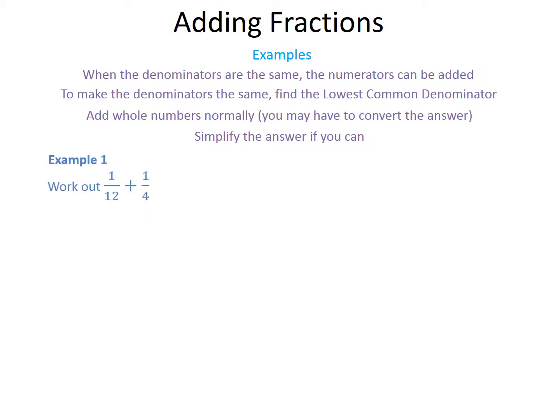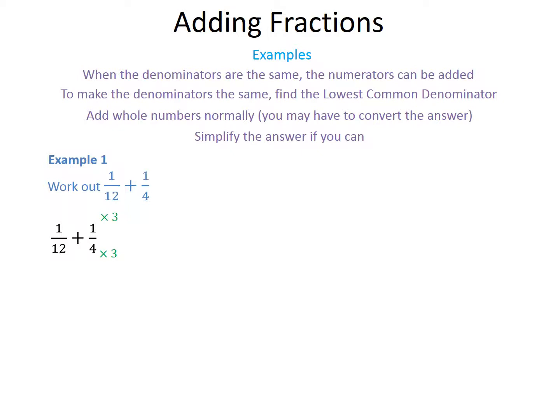Let's have a look through some examples now. We're going to start by working out 1 over 12 plus a quarter. So let's write it down, and we're going to try and find our lowest common denominator. Now just a little tip here: if the lowest number goes directly into the highest number, then it's much easier because you're only going to have to change this fraction here. If it doesn't go directly into the higher number, you're going to have to change them both into a bigger number. But in this case, 4 goes directly into 12.